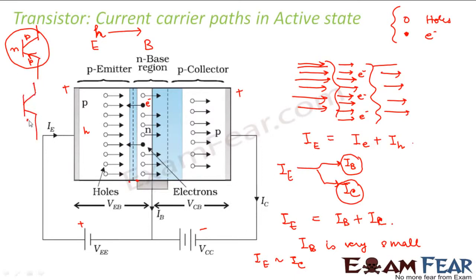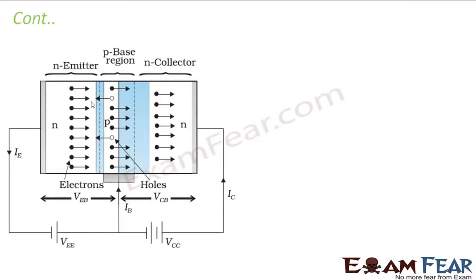Whereas if you want to represent an NPN transistor, what would be the direction of the arrow? We will discuss the NPN transistor in the next slide. So I hope you understood how the current flow takes place in case of a transistor. Okay, now let us look at the NPN transistor here.